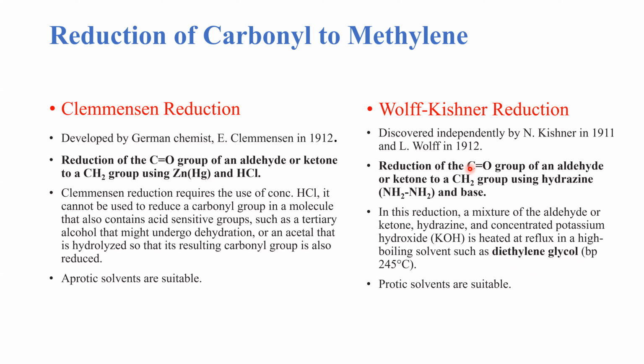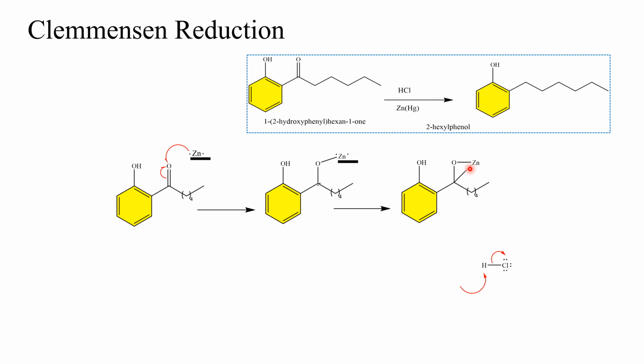Now we will see one by one the mechanism and how these reactants and reagents, the reducing agents, are attacking the carbonyl one, and we are getting our desired products. So the first one is the Clemmensen reduction. Here you see one of the ketones. This is 1-(2-hydroxyphenyl)hexan-1-one, right? And this is the HCl which we are using. There is the zinc amalgam which we are using as a reducing agent, and we are getting the product from this carbonyl species.